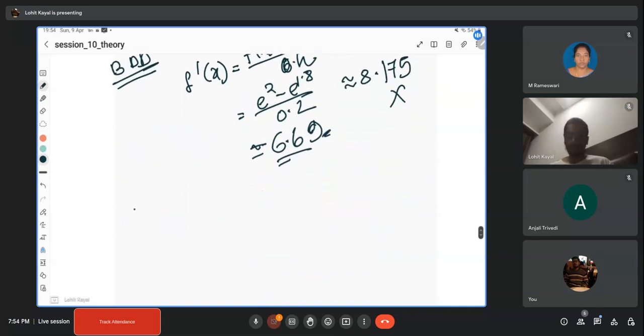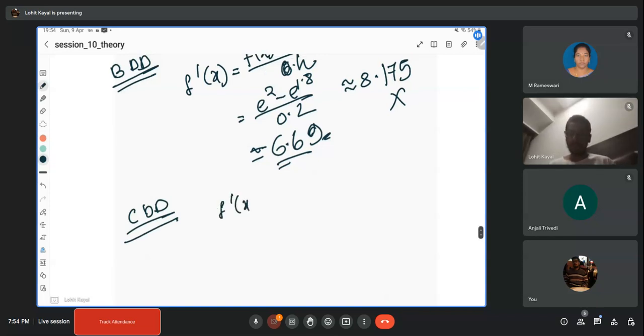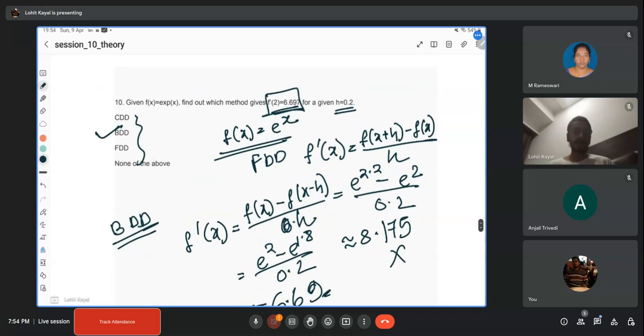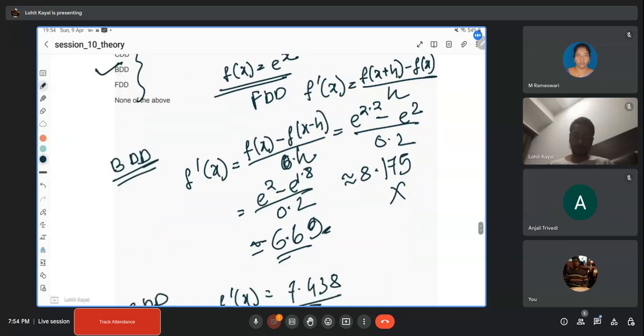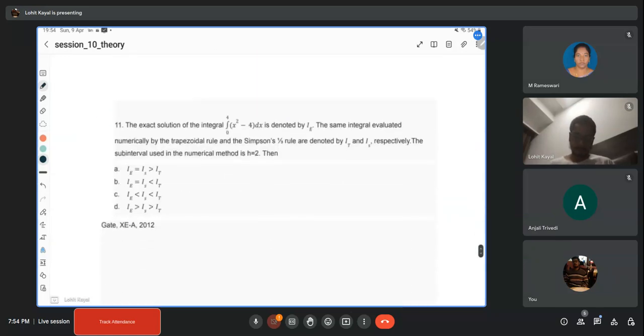Now if you use CDD, we have already seen that CDD will give much better approximation. So if you calculate using CDD, you will get that this answer is 7.438, which is much closer to the exact analytical expression for the f prime of x. Okay, right.